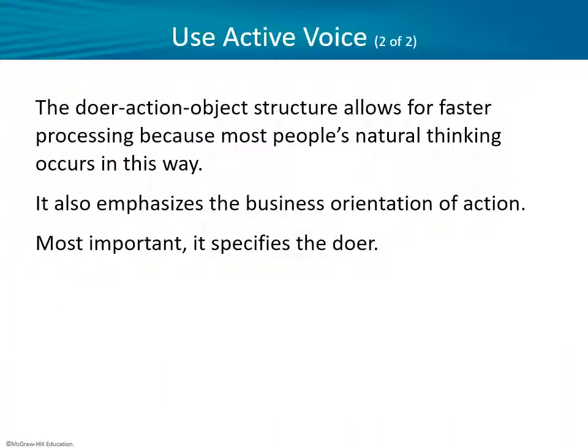Here's some more active voice information. The doer, action, object structure allows for faster processing because most people's natural thinking occurs in this way. So here we're getting into the neurolinguistics of all this, the natural language processing. You know, how does our brain actually interpret these sounds you're hearing? How do you make sense of any of this? We're taking it to that level. And they've done some studies and found this structure, just that simple sentence, the boy kicked the ball, that structure works. It's the fastest one.